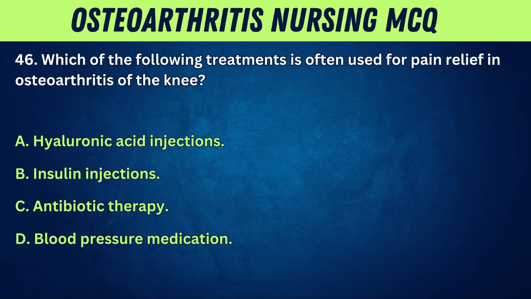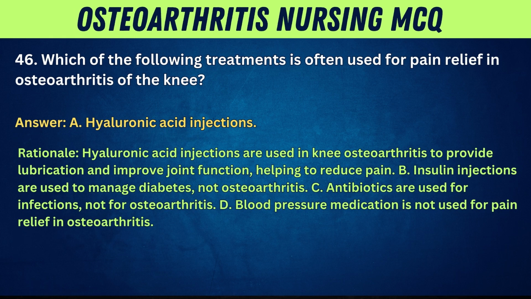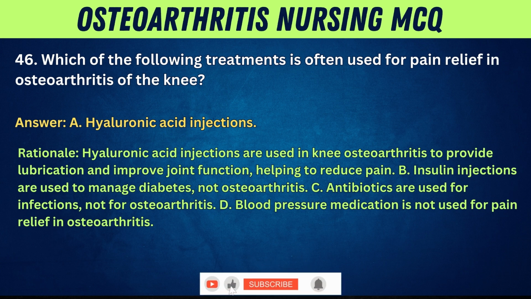46. Which of the following treatments is often used for pain relief in osteoarthritis of the knee? A. Hyaluronic acid injections. B. Insulin injections. C. Antibiotic therapy. D. Blood pressure medication. Answer: A. Hyaluronic acid injections.